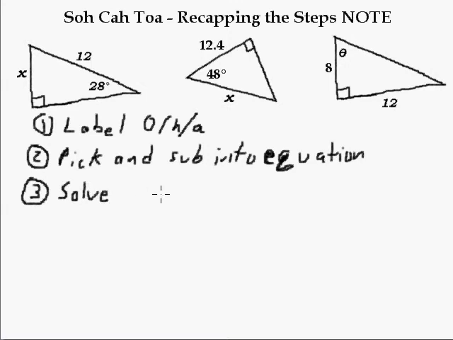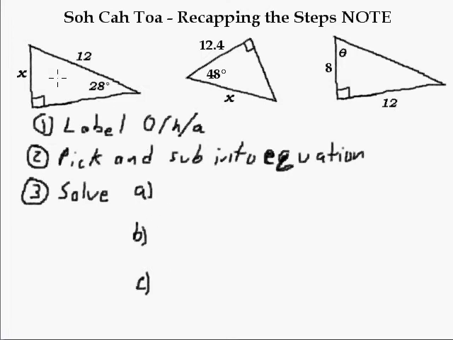And then solve. Now, solve comes in 3 different formats. So solve comes in format A, format B, and format C. Yuck. Let's erase that. C is what comes next. Okay, now, what are we solving for?